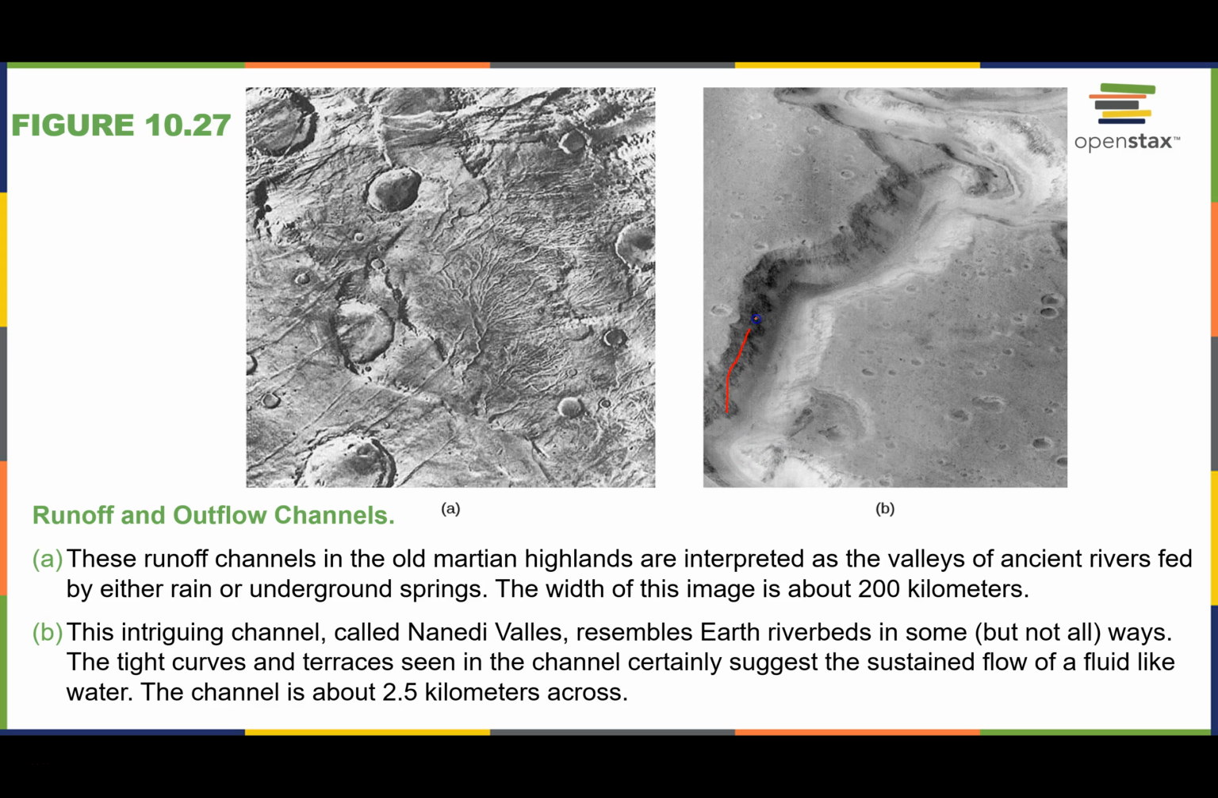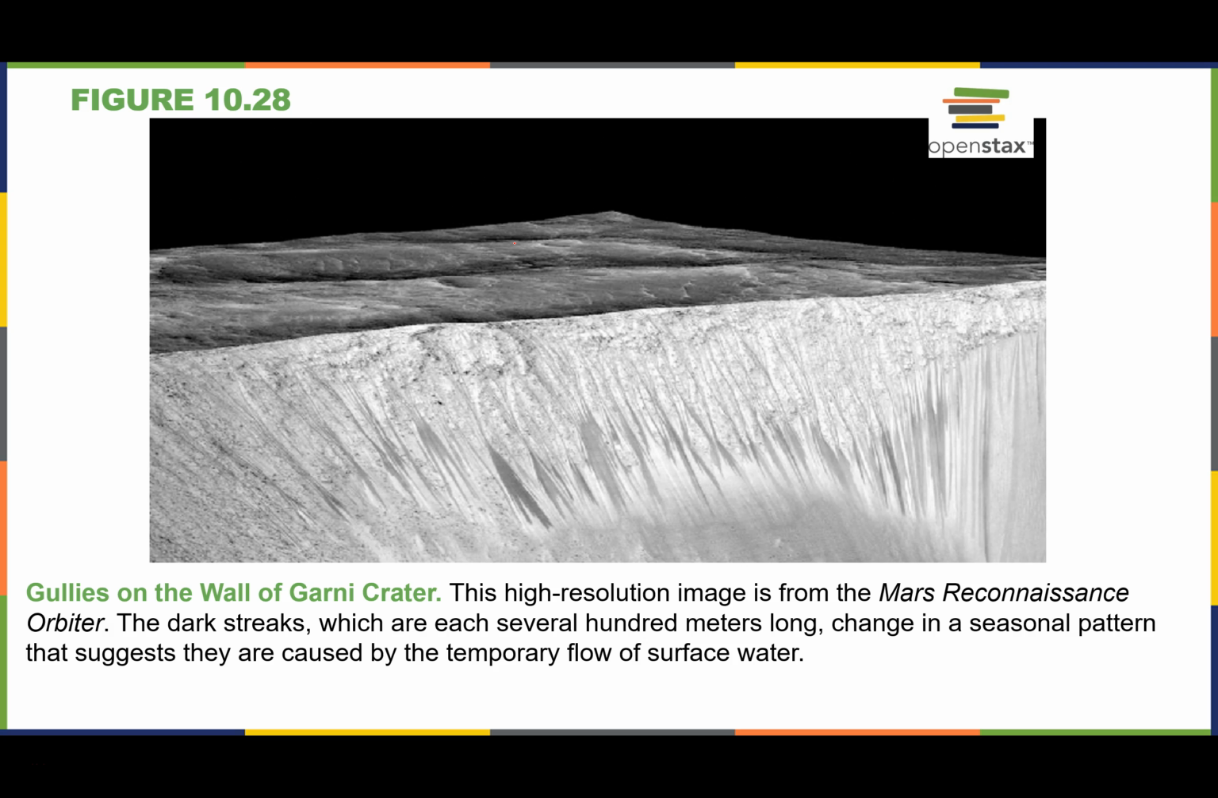So hopefully you can see this erosion that running water has caused. And then related to that, if this isn't a very good picture, maybe this is better. These little tributaries, again, running water. Okay, so that's evidence, those channels, that water once flowed on the surface of Mars.